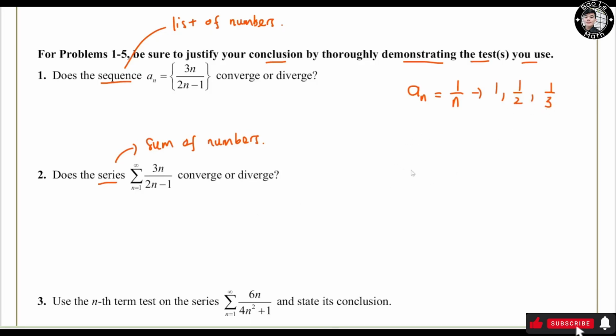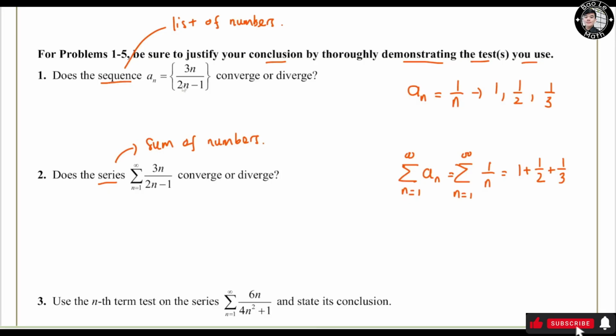For the series, I need to put the summation in front, so it's the sum of a sub n, with n going from 1 to infinity. N equals 1, we get 1. N equals 2, we get 1 half. N equals 3, we get 1 over 3. So we need to add them up.